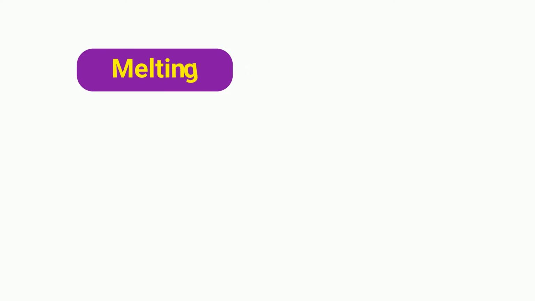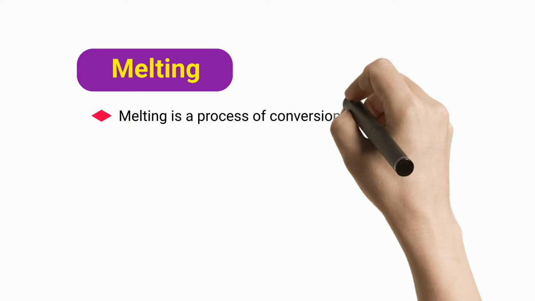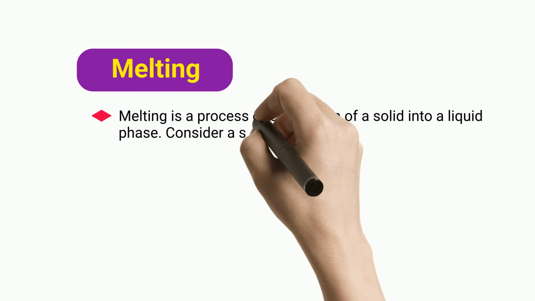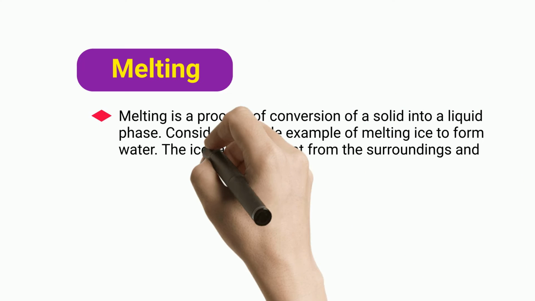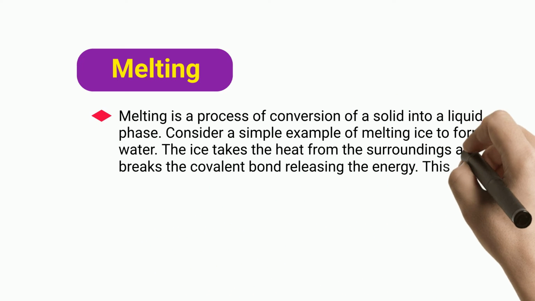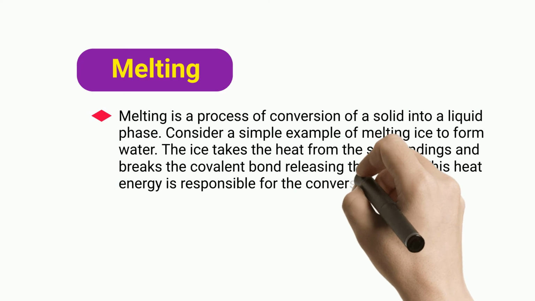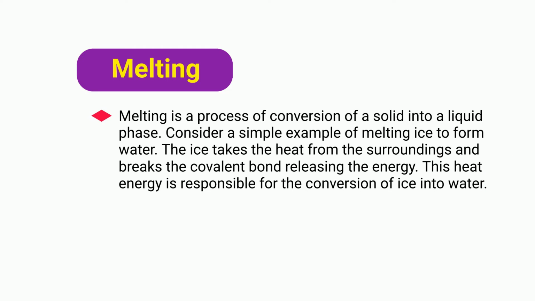Melting. Melting is a process of conversion of a solid into a liquid phase. Consider a simple example of melting ice to form water. The ice takes the heat from the surroundings and breaks the covalent bond, releasing the energy. This heat energy is responsible for the conversion of ice into water.